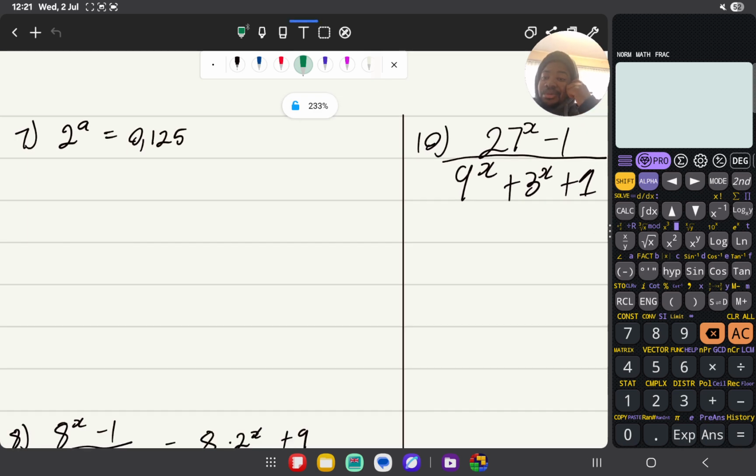Next one is a beautiful example. This one, you have 2 to the power of a, convert this into a fraction, you have 1 over, no, you have 1 over 5 all over 1,000, right? Which now, what can we say?